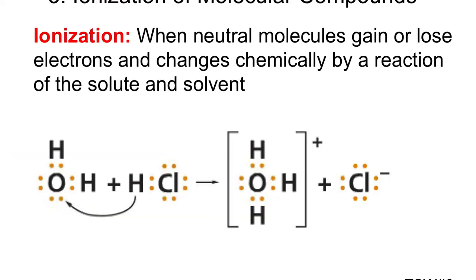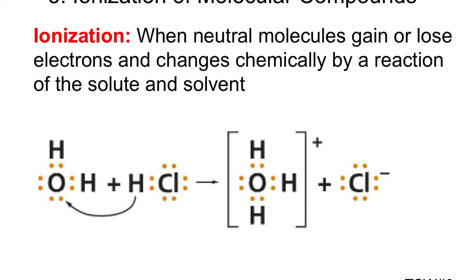The third one is called ionization. Ionization is when neutral molecules gain or lose electrons and change chemically by a reaction of the solvent and the solute. This mostly happens in acid and base reactions and other types of redox reactions.